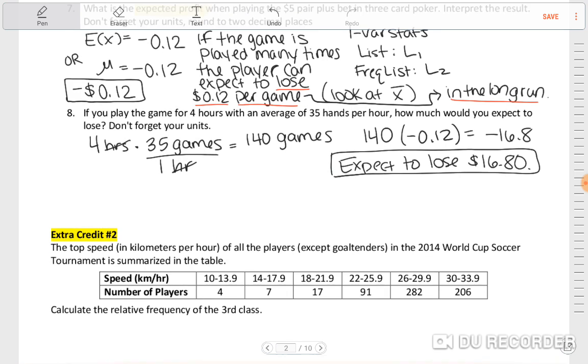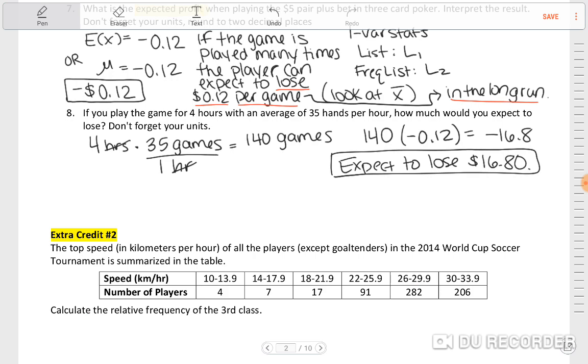Okay. Here's your second extra credit question. The top speed in kilometers per hour of all the players except goaltenders in the 2014 World Cup soccer tournament is summarized in the table. So up here you've got your speed, so 10 to 13.9, 14 to 17.9, 18 to 21.9, and so on. And then the number of players that would go that speed, right? That would be their top speed. So 4 players reached a top speed between 10 and 13.9, 7 between 14 and 17.9, and so on. Calculate the relative frequency of the third class.